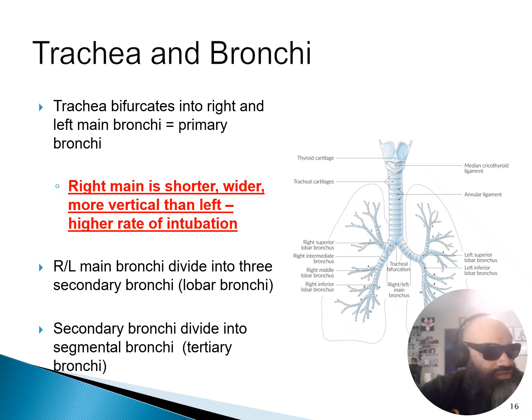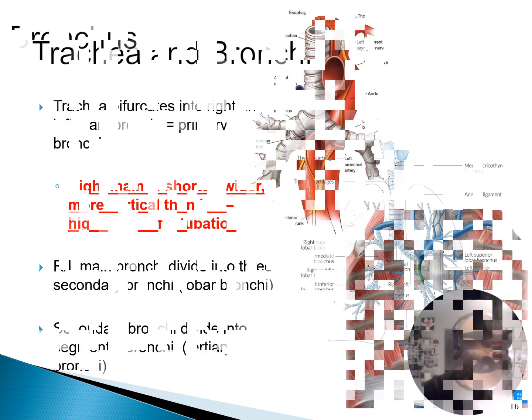Further subdivisions of the right and left main bronchi are into secondary bronchi, also known as your lobar bronchi, and then those secondary bronchi divide further into segmental bronchi, which are known as tertiary bronchi. So I would label these structures on this diagram to get familiar with them.